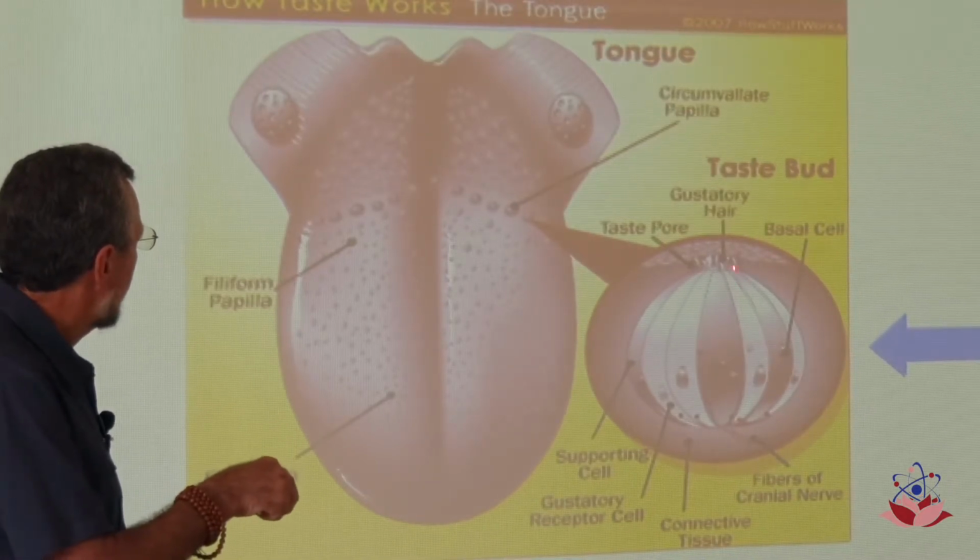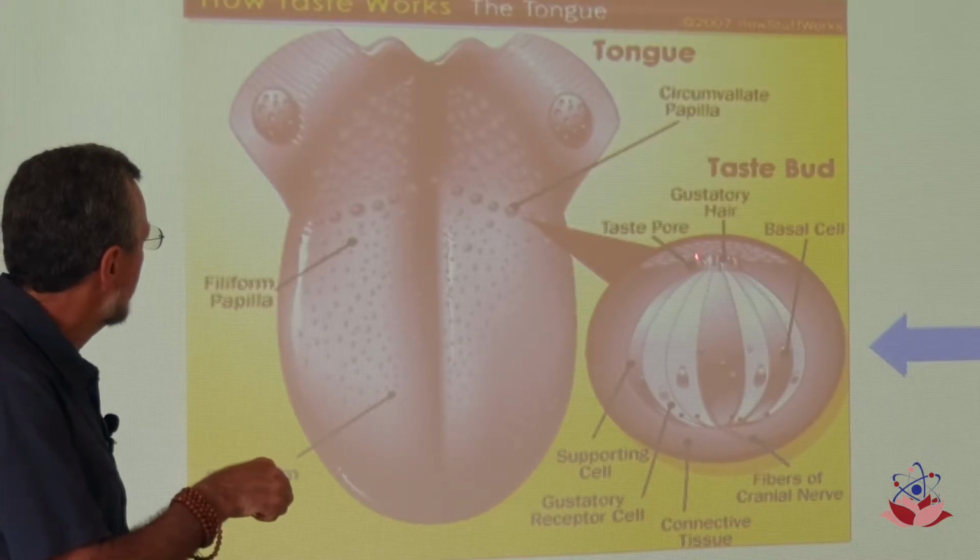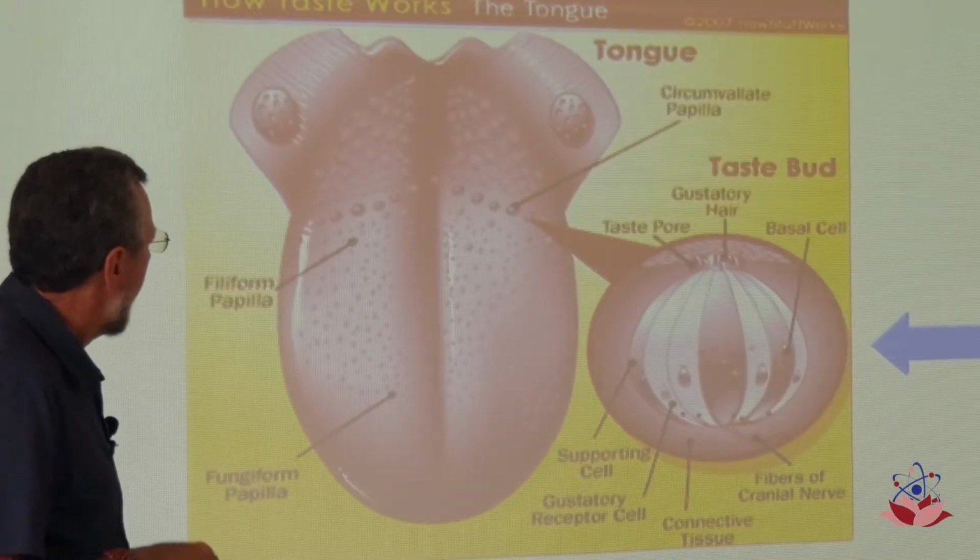They have, again, little processes that are referred to as gustatory hair.